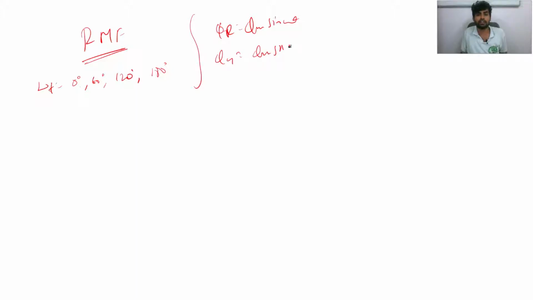Final touch, how to remember RMF. Just you put omega t is equal to 0 degree, 60 degree, 120 degree or 180 degree, okay? But these equations are a must for this derivation. Phi r is equal to phi m sin omega t. Phi y is equal to phi m sin (omega t minus 120). Phi b is equal to phi m sin (omega t plus 120).